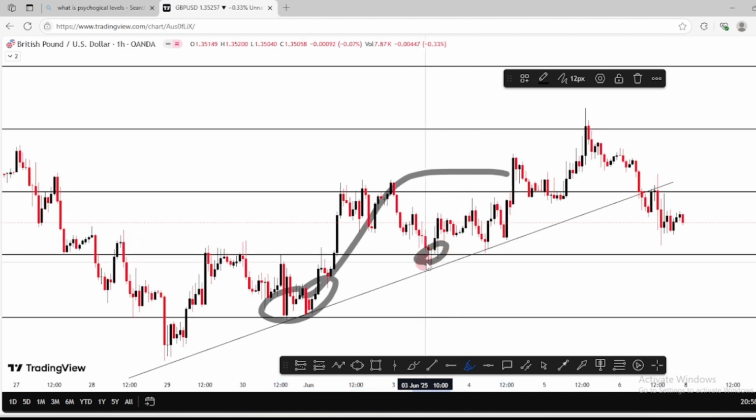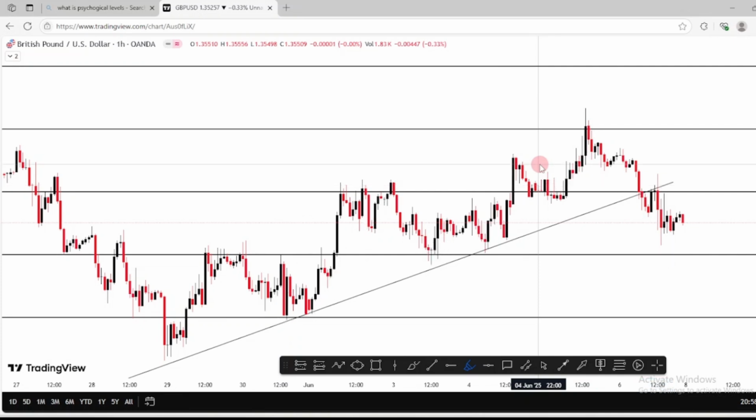Look at the reaction around here, push. Another reaction around here, push. Reaction around here, push. All right, and you can see price break, retest the psychological level, now pushing to the next psychological level. So anywhere price reacts where there's a trend line, that is another confirmation for a trade entry.